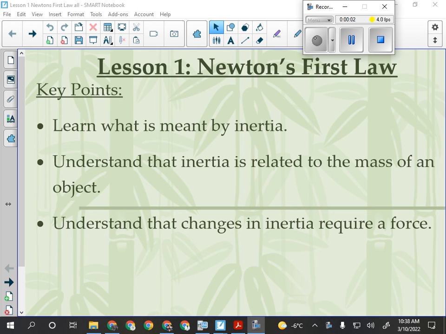Okay, so Unit 2 is going to deal with a lot of the same kind of motion that we talked about in Unit 1, but it's going to look at it from a different point of view. In Unit 1, we looked at motions in terms of the movement of the object, its velocity, its acceleration, its displacement, that kind of stuff.